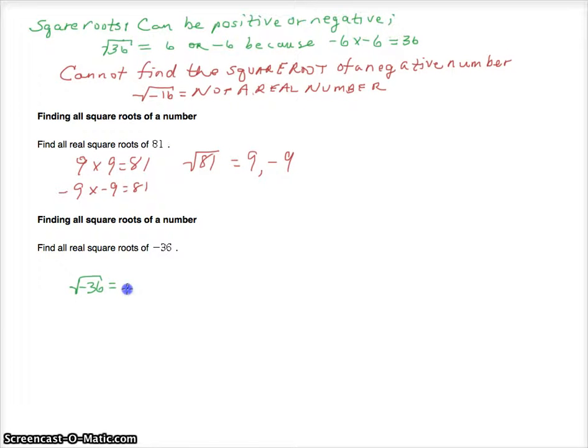And there's a button for that. We will check on Alex. So it would be not real. Now there is an answer to this, but you guys are too young to learn about what it is. So remember, if you see a negative number inside the square root symbol, not a real number. If you see a positive number, you're looking for the positive square root and the negative square root of it.